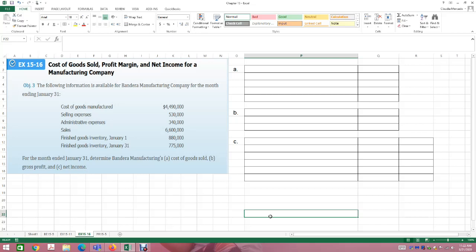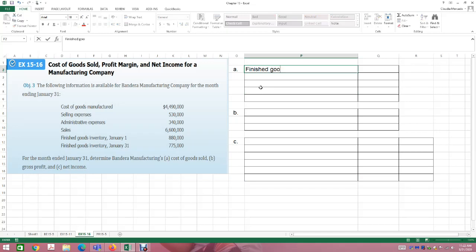Cost of goods sold. To calculate our cost of goods sold, we're going to see if we had any finished goods inventory from last month. Do we have any goods in our warehouse that are completed and done and ready to be sold? Let's look at the information. Well, guess what? We do. We have finished goods as of the beginning of the month of $880,000. So we have $880,000 worth of completed or finished product sitting in our warehouse. So that's going to be my starting point.